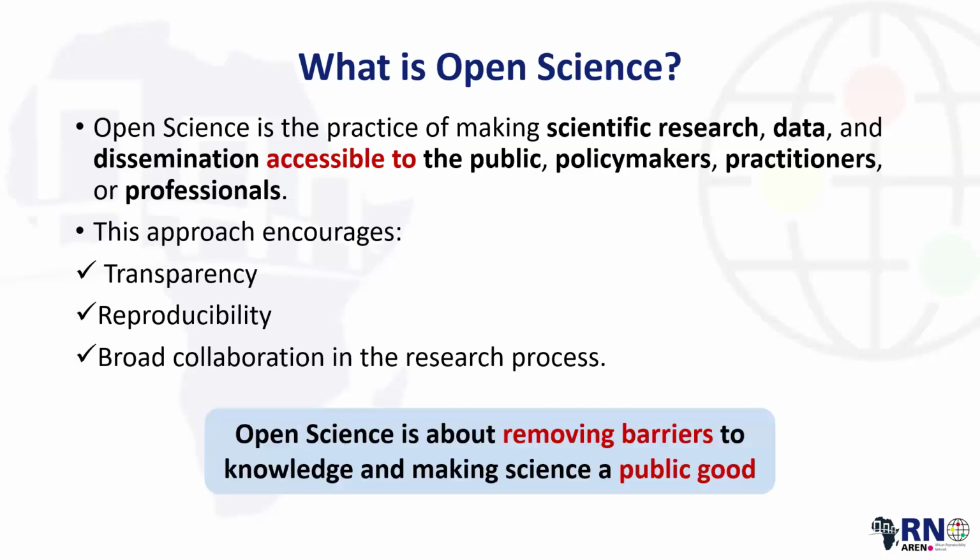So we can say that open science is about removing barriers to knowledge and making science a public good. So this is very important. The whole idea of open science is no one should have limited access to scientific research. They should be able to access it whenever they want, however they want, because science is a public good and it's not restricted to a certain category of people.